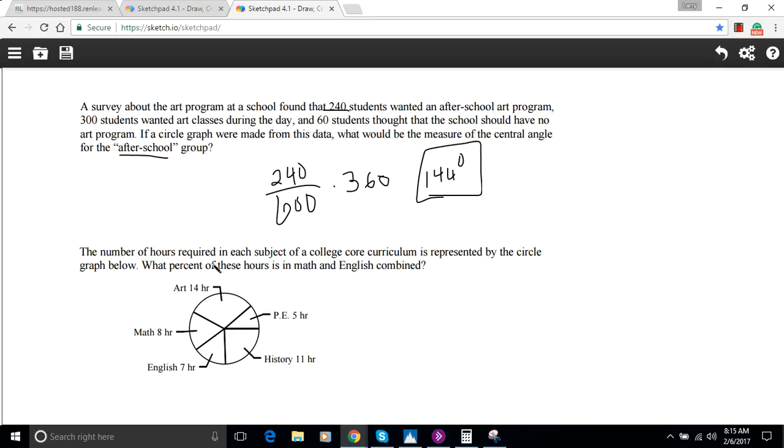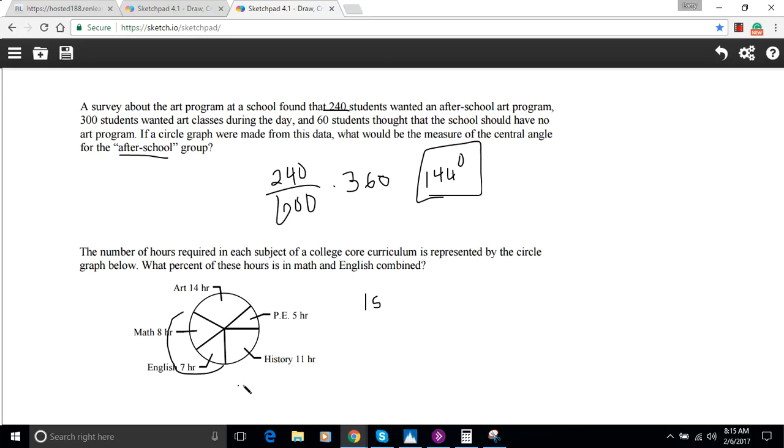All right, let's look at this next one. We've got a pie chart already made here, and it says the number of hours required in each subject of a college core curriculum is represented by the circle graph below. Okay, so in this college, you have to take 14 hours of art and 8 hours of math, etc. What percent of these hours is in math and English combined? So they want math and English combined. Well, let's add up those hours. 7 plus 8 would be 15. That's the number of hours in math and English combined.